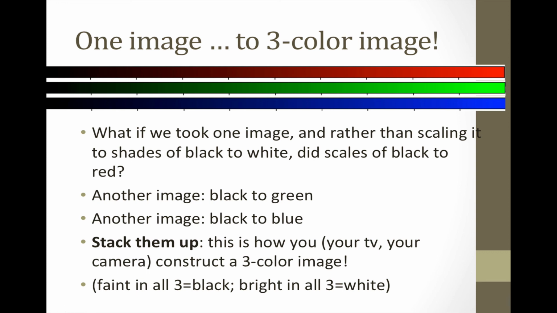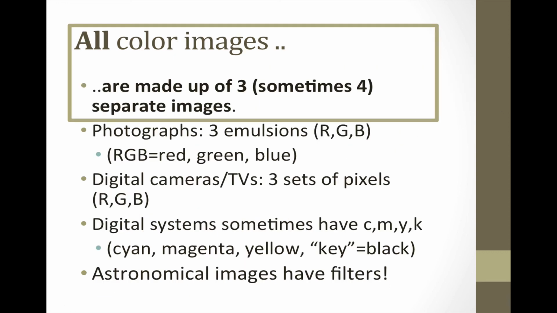This is how your TV, your computer, your camera, the projector, this is how all of these devices construct a 3-color image. So an object that's faint in all 3 wavelengths that you pick is black, and something that's bright in all 3 is going to be a combination of the red, the green, and the blue, which is going to end up being white. All color images are made up of 3, but sometimes 4 separate images.